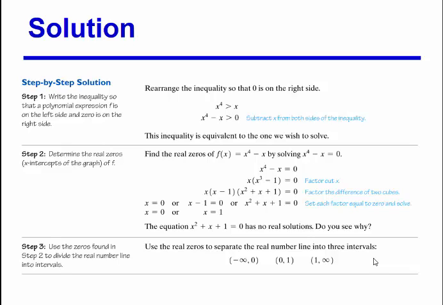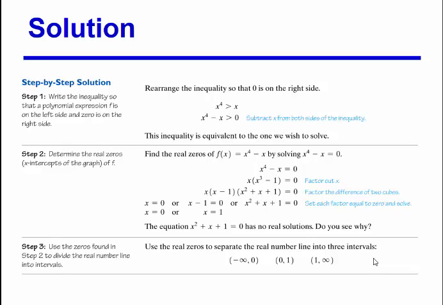Step 2, determine the real zeros. So find the real zeros of f of x is equal to x to the fourth minus x by solving the equation x to the fourth minus x is equal to 0. Here we go ahead and factor out an x, and then we factor x cubed minus 1, which is a difference of cubes. And so we have x times x minus 1 times x squared plus x plus 1 is equal to 0. So we're going to set each of the factors equal to 0, and we get x is equal to 0, x is equal to 1. Now, the last factor, x squared plus x plus 1 equals 0, has no real solutions. So therefore, we're not going to consider that.